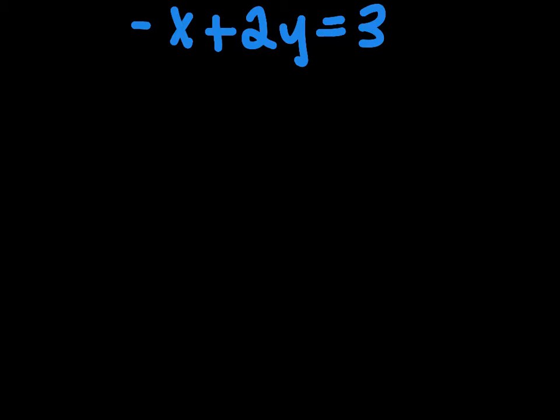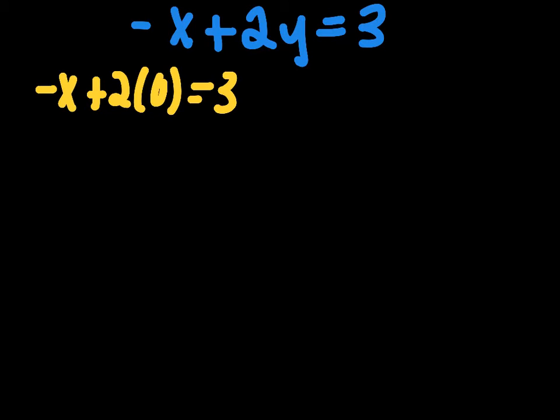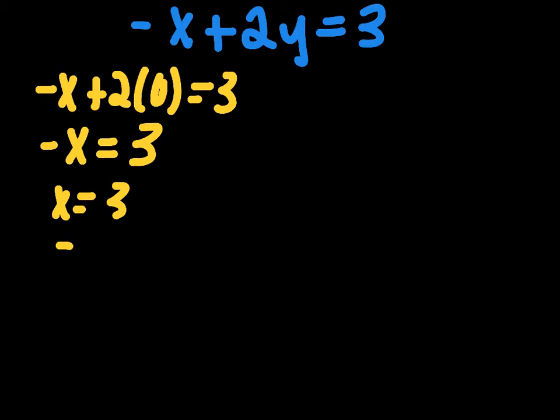Okay, so first if we're going to do x, we have to make y 0. So negative x plus 2 times 0 equals 3. Negative x equals 3. But you can't have a negative x, so now x equals 3. So this is our point.